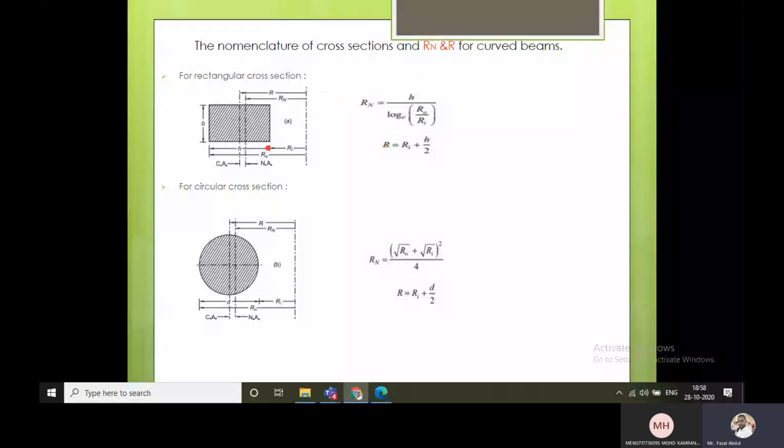Here h means this distance. So the R value and Rn value are all different based on the different cross sections. See, this is the circular section. For the circular section, the Rn value is the square root of Ro plus the square root of Ri, whole squared, by 4. The R value is Ri plus d by 2. So just see these relations.